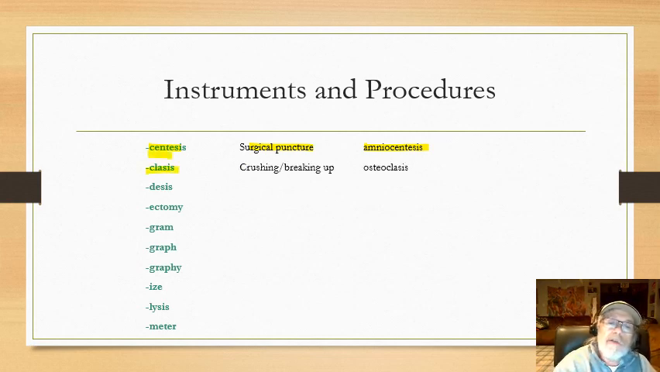Clasis means crushing something up. Osteoclasis. Sometimes if they have a big chunk of bone, they could just crush it up to remove little pieces, and that would be called osteoclasis.